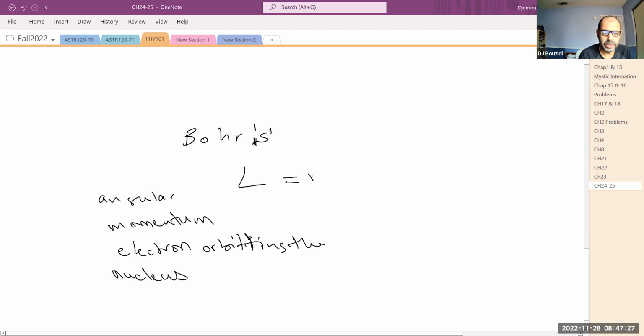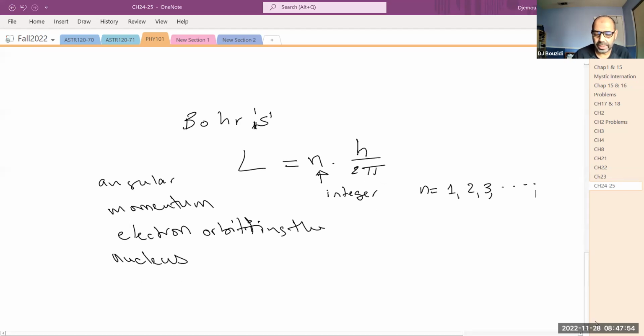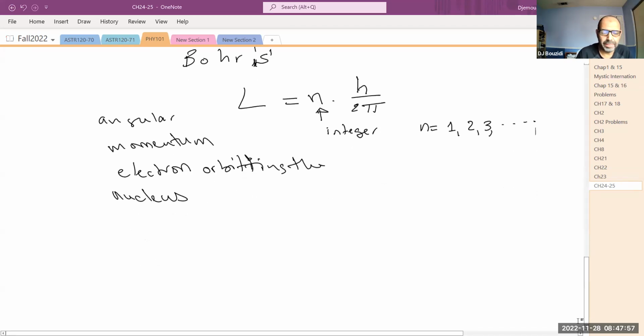is given by this relationship. So this is the angular momentum, and it's just a constant divided by 2 pi, which is another constant, by the way, times this integer n. Namely, n can be 1 or 2 or 3, and so on and so forth, all the integers that you can think of.